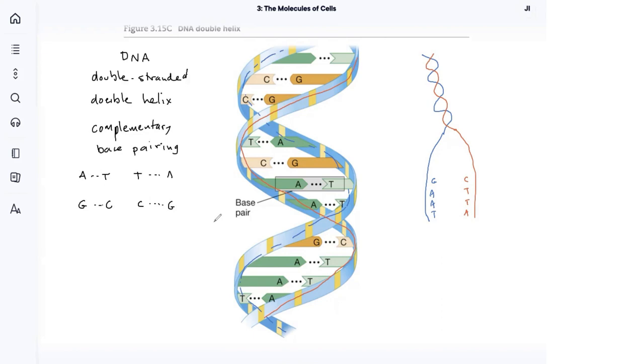If you've learned these in a previous biology class, it's great. If you haven't learned that A always pairs with T, T with A, G always pairs with C, C with G, now would be a good time to just memorize that, right? These are the rules of complementary base pairing. This is how DNA molecules are held together, right?